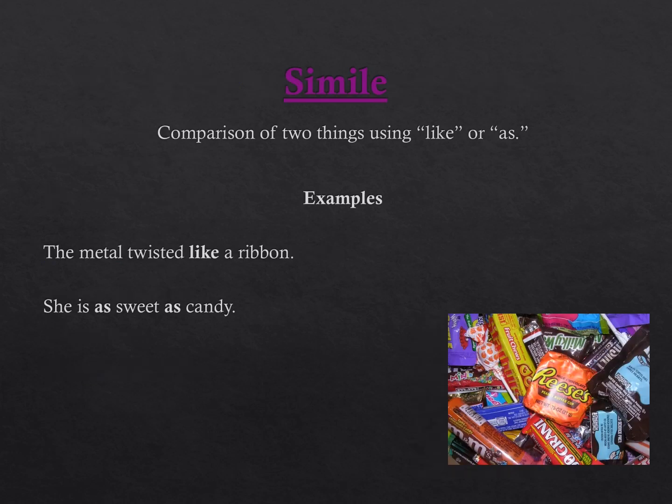So we begin with simile. Simile is a comparison of two things using like or as. Examples: the metal twisted like a ribbon. She is as sweet as candy. Simile is most commonly used in expressions, and it is somewhat easy to identify because you just need to look for hints if there is a comparison of two things and if such comparison uses the expressions like or as.